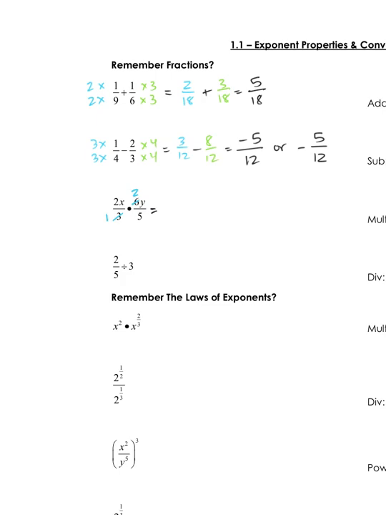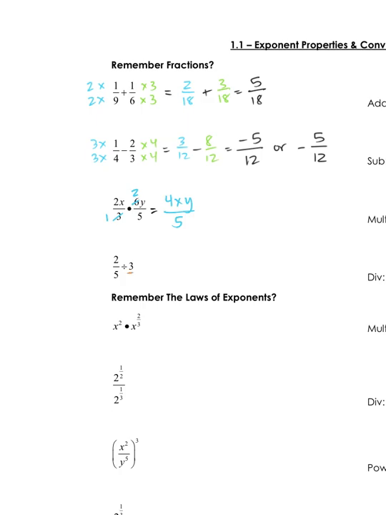So I'm going to multiply across the top. 2 times 2 gives me 4. X times y gives me xy. And then on the bottom, 1 times 5 gives me 5. Now, if you didn't simplify to start with, you would get a bigger answer and then would need to simplify.